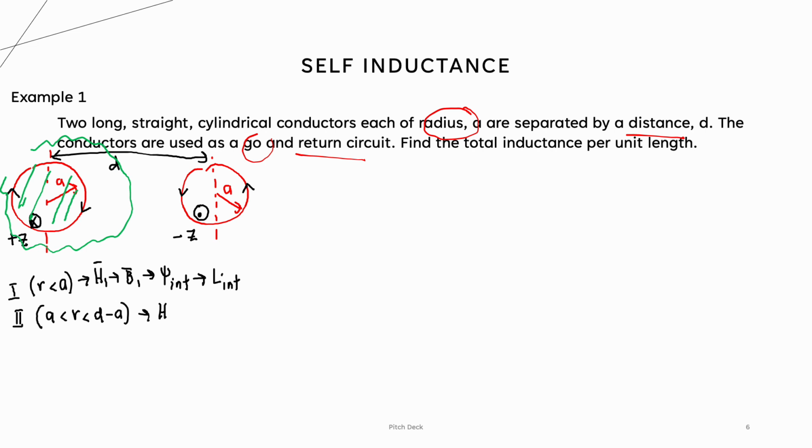Okay, so it will produce H2. From H2 we can determine the B2. From the B2 we can determine the flux at the external part. And once we know the flux at the external part, we can find the inductance at the external part. So the total inductance will then be the inductance at the internal plus the inductance at the external.